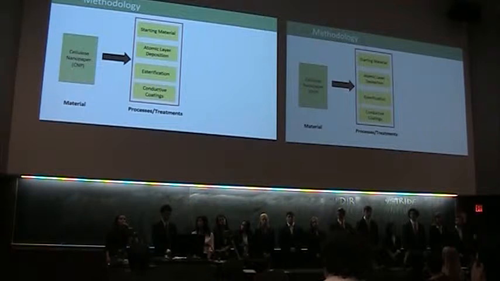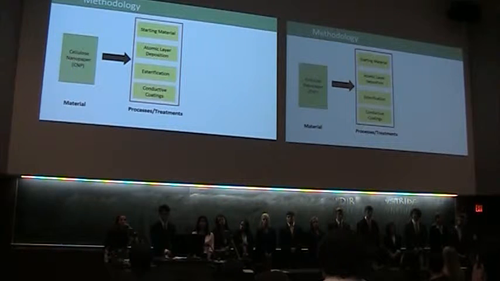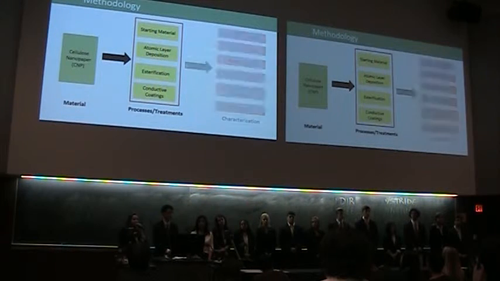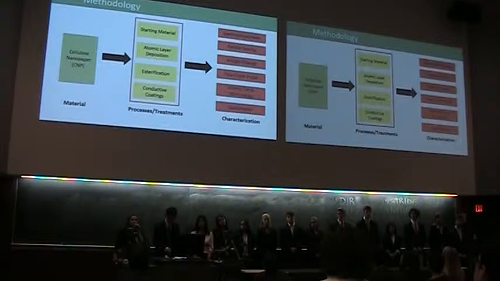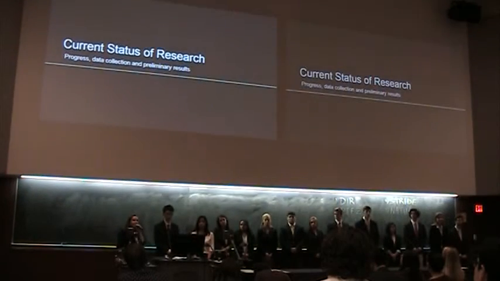So this brings us to our methodology. The first step was to create our own samples of CNP. And then our team divided into 4 distinct sub-teams that focused on implementing treatments to address the 4 areas of starting material, functionality, which we addressed with atomic layer deposition, esterification, which increases hydrophobicity, and conductive coatings. We will then perform a variety of property tests to characterize our improvements on the paper's properties. And now Eddie will take us to the current status of our research.